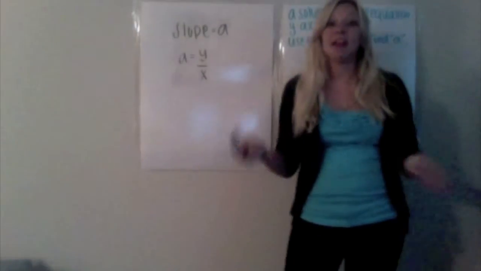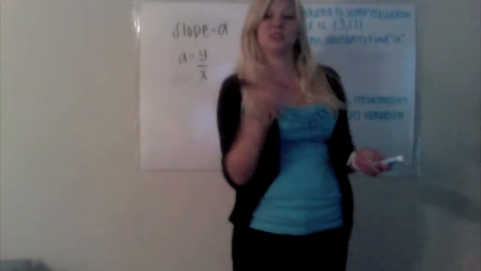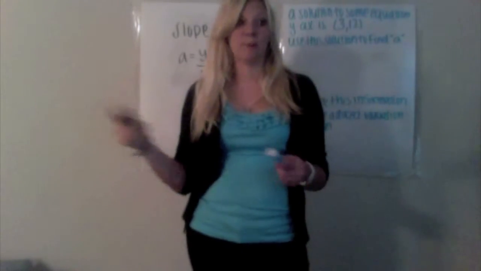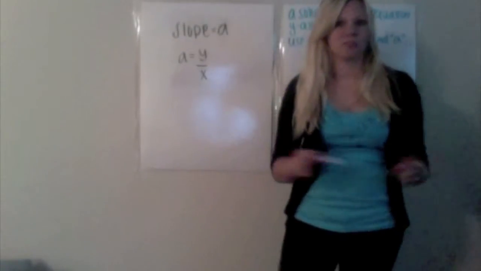This means that given any x and y, either in the form of an ordered pair or just given as x equals such number and y equals such number, you can find the constant of variation A. So let's try some practice problems.